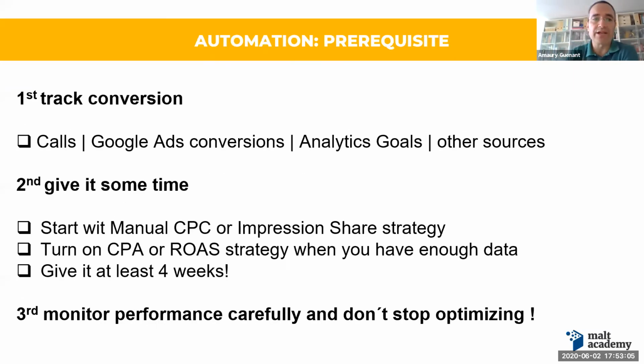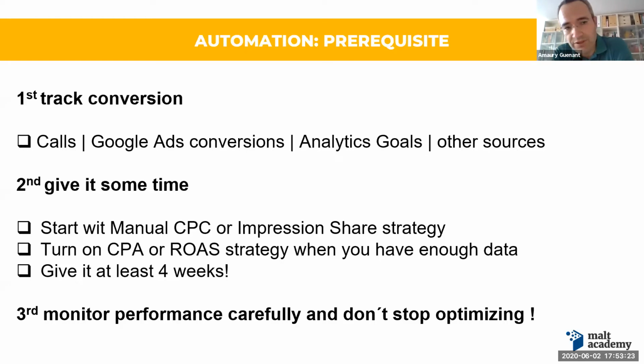So what are the prerequisites? For me, there are three main ones. The very first thing, before you start automation, you have to track conversion. And that's very important. And what I mean by conversion is everything that is meaningful for your business.